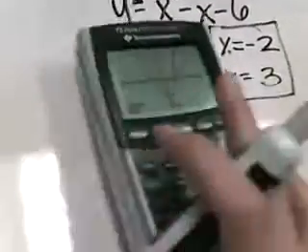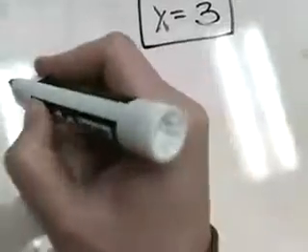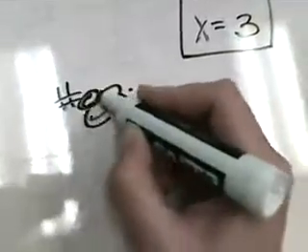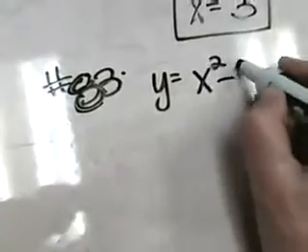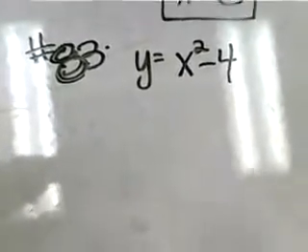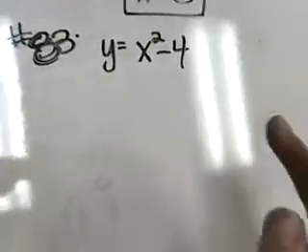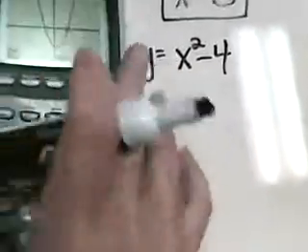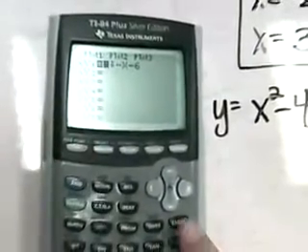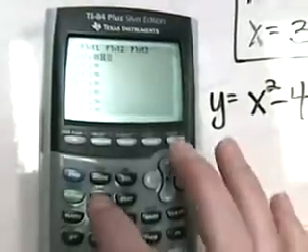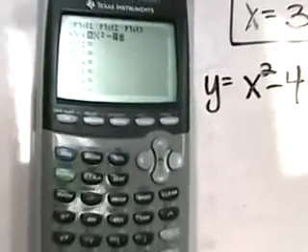All right, let's try this again. Let's take a look at number 83. 83 gives me y equals x squared minus 4. Now I'm going to use my calculator, but I'm going to show it a little different way, just in case you're confused with the left bound, right bound. So remember, the first thing we did is we put it into our y equals. So we went to y equals, we're going to clear our other equation out, and we're going to hit x squared minus 4.